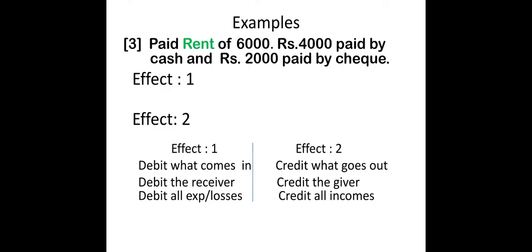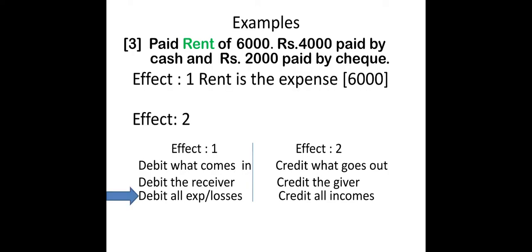So in effect number 1, I think there is only one sentence because rent we are paying, so it is our expense. Debit all expenses and losses. That rule will be very helpful here. Yes, rent is the expense. So we have applied rule number 3. Debit all expenses and losses. Rule of nominal account. Okay, so no more sentences in effect number 1.